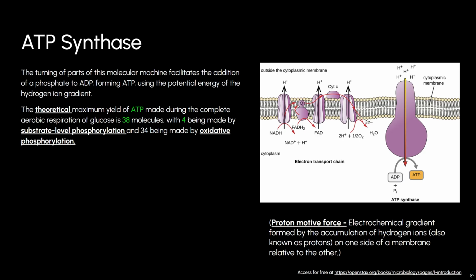The theoretical maximum yield of ATP made during the complete aerobic respiration of glucose is 38 molecules, with 4 being made by substrate-level phosphorylation and 34 being made by oxidative phosphorylation.